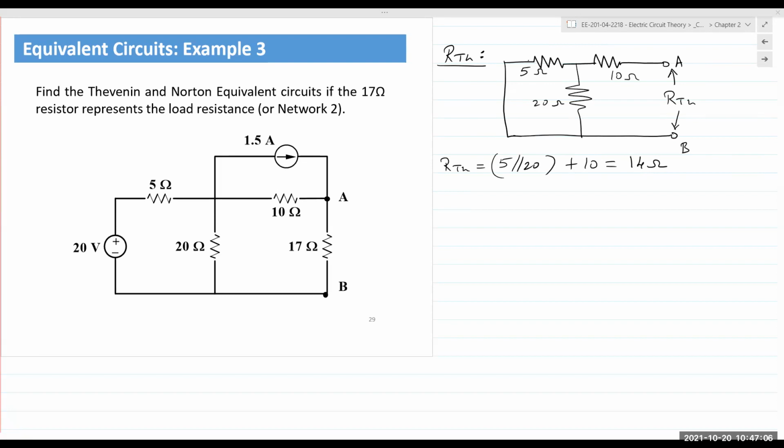Essentially, the resistive network is the same as the other one, except we now have a current source at the top. Okay, there's an additional current source at the top. Other than that, it's the same analysis, no difference.